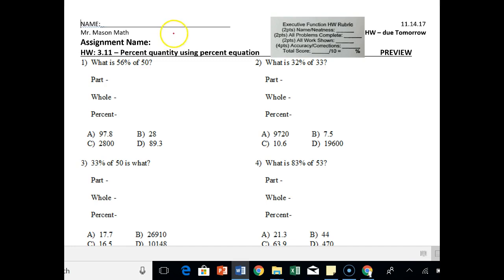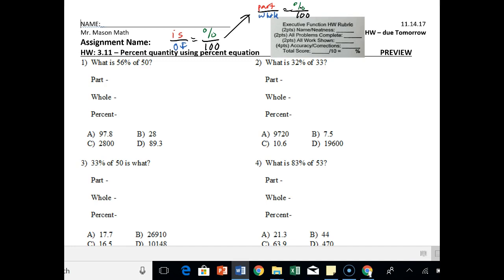But remember, it's simply set up as is over of equals the percent over 100. Another way to write that is the part over the whole is equal to the percent over 100. So yes, this should be written down on your paper so you know exactly what you're talking about tonight. So let's read the first problem.